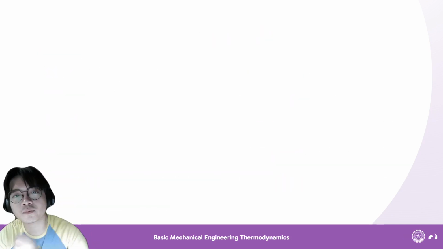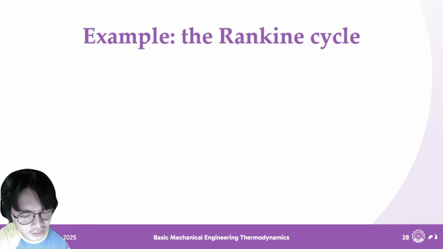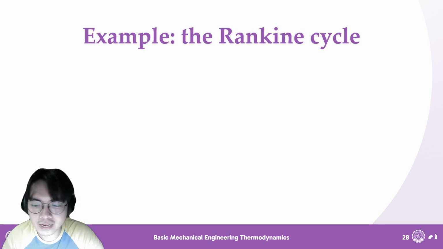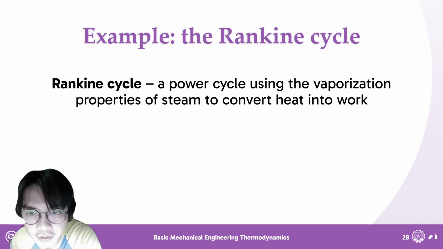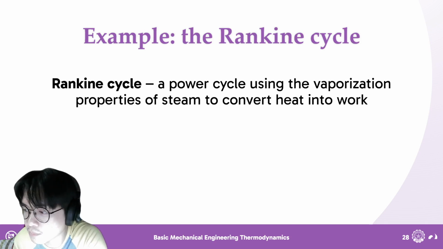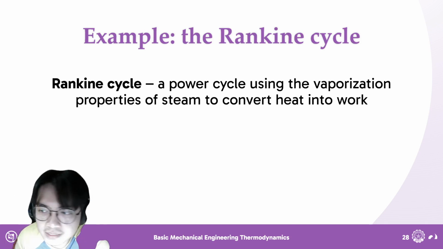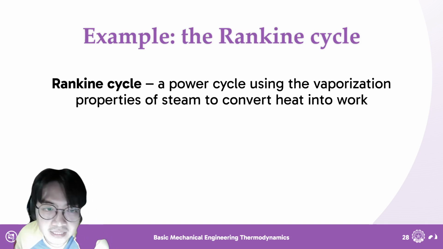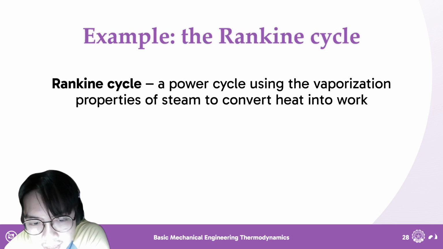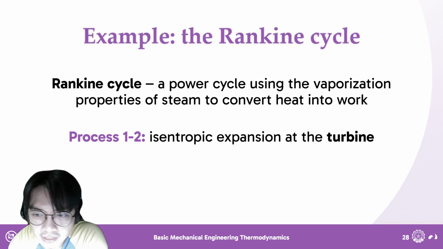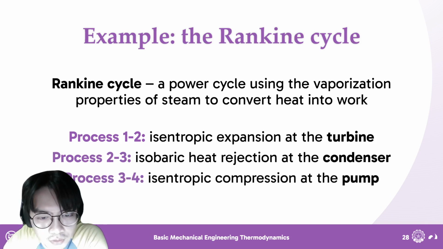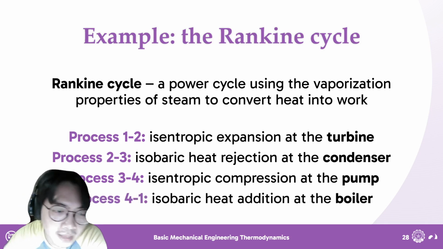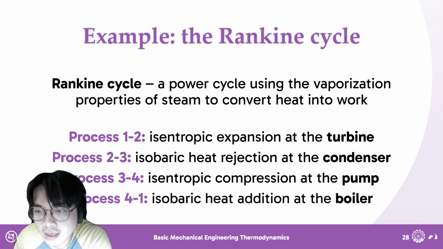And so now we will have an example, which is the Rankine cycle. So hopefully you guys remember the code, right? A Rankine cycle is basically a power cycle using the vaporization properties of steam to convert heat into work. This is one of the more unique cycles because its working fluid is steam, or water, let's say water. And it is composed of four processes. We have process 1 to 2, an isentropic expansion at the turbine. From process 2 to 3, isobaric heat rejection at the condenser. Process 3 to 4 is an isentropic compression at the pump. And process 4 to 1 is an isobaric heat addition at the boiler.